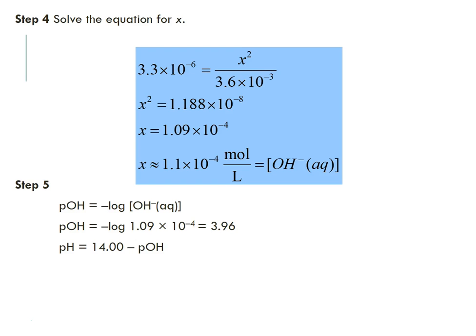Algebra is used to solve for X here, which corresponds to the concentration of hydroxide ions. The negative log of the hydroxide ion concentration will give the pOH. When we subtract the pOH from 14, we will get the pH.